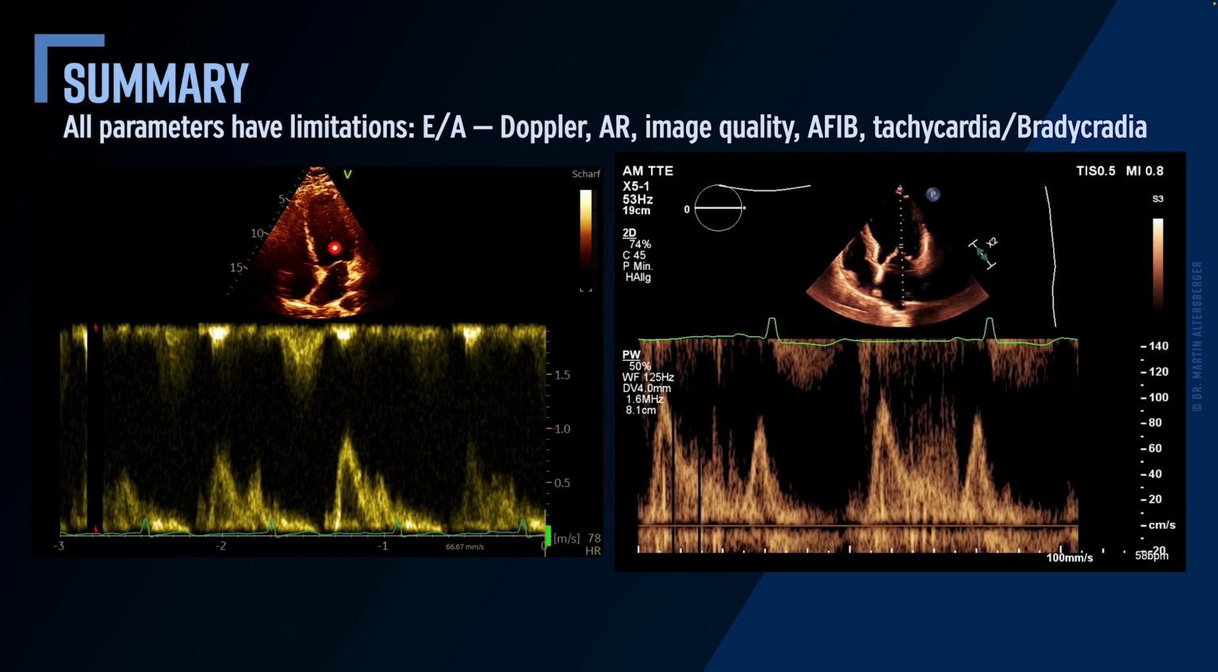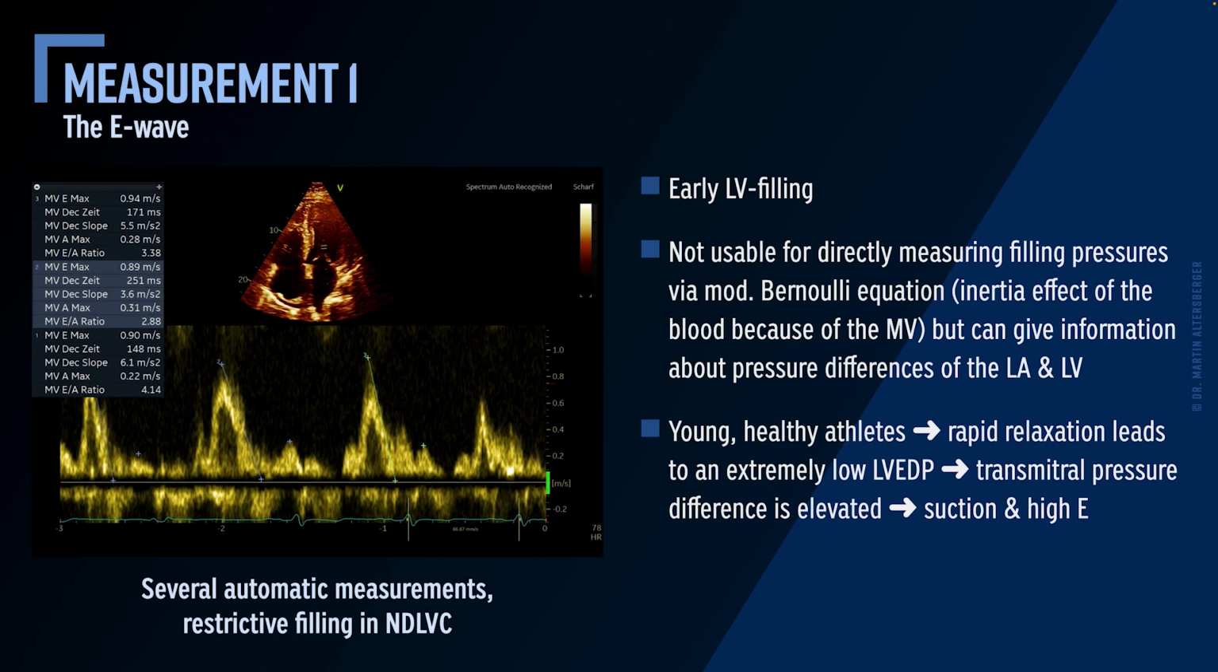The sample volume should be in the range of 5, 6, 7, 8 millimeters. So when you measure normally the inflow, also the LVOT signal, the sample volume should be a little bit larger compared to when you measure in the pulmonary veins or the pulmonary venous signal. So of course this measurement as a standalone has several limitations, not only AR, but it is a Doppler measurement. Image quality is important. You do not have an A wave when you have atrial fibrillation and tachycardia, bradycardia. It's harder to differentiate. And the first measurement, the E wave, we also want to discuss.